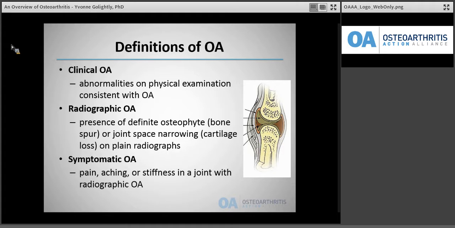For radiographic osteoarthritis, this is where we're looking for any changes in the bone, such as bone spurs or osteophytes, or any changes in joint space narrowing or cartilage loss that we can see on X-ray. And then for symptomatic osteoarthritis, this is pain or stiffness in a joint with radiographic osteoarthritis.